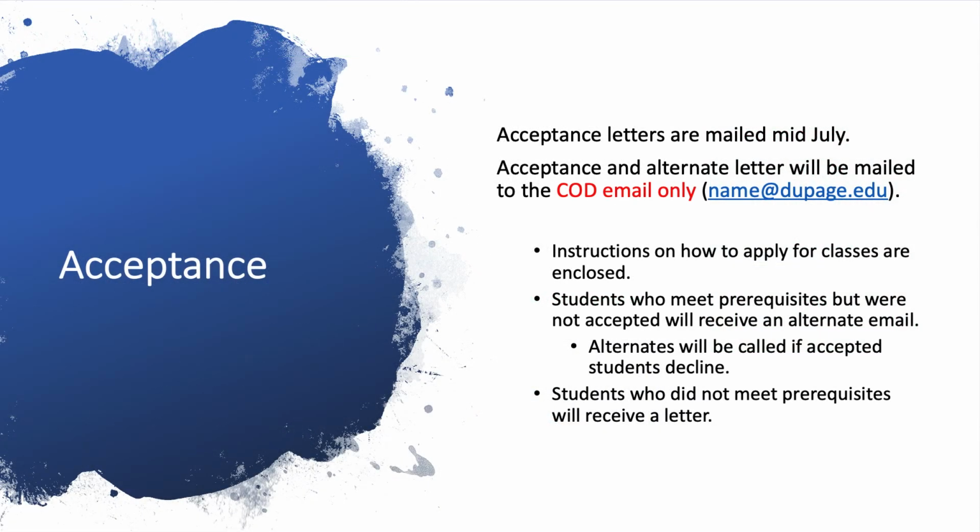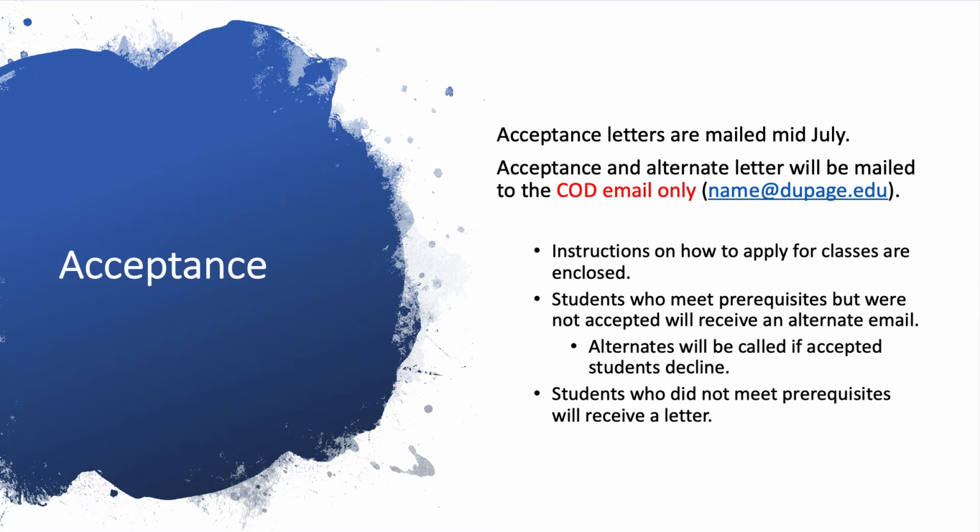Acceptance letters are mailed in mid-July through COD email only. You will need to accept your seat in the program by returning a communication to administration. Once the acceptance of the seat is documented, you will be given directions on how to register for your classes, which begin in August.